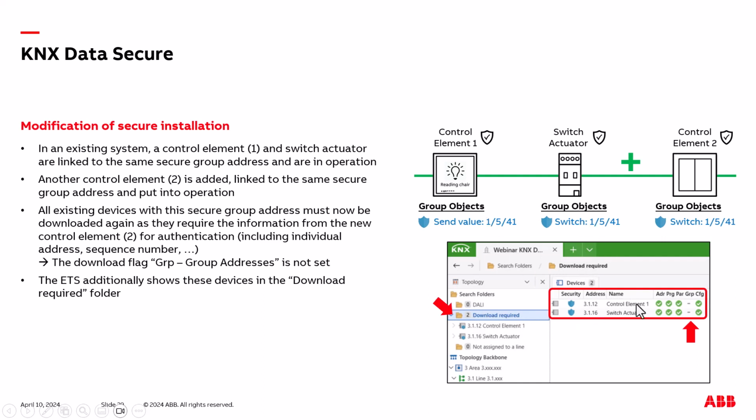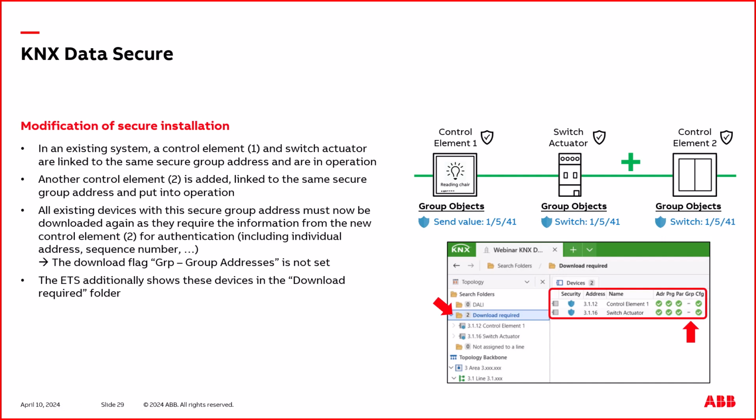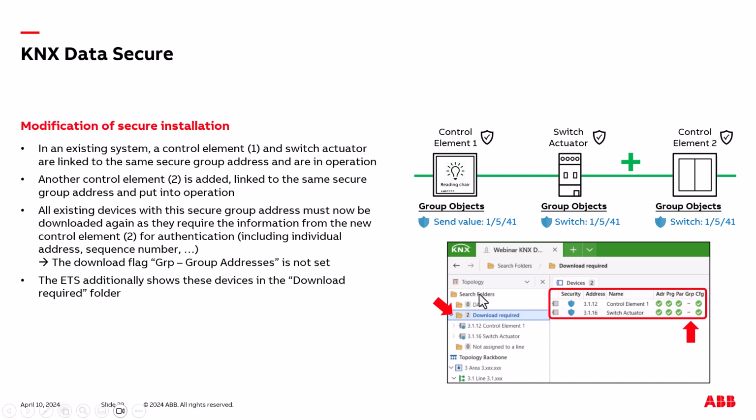You see here the group address flags are missing. So this is very important. In ETS5, I think the name of this folder is modified devices or similar. Yeah. But this is very important when you add other devices with the same group address. Remember, this is important for the authentication, because the actuator must trust the new sensor. It must know the individual address and the sequence numbers of the group addresses.